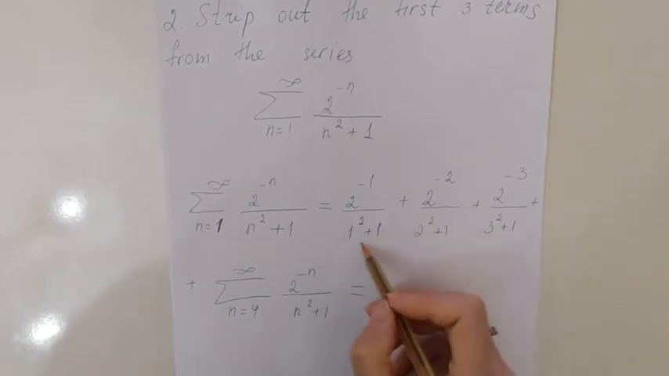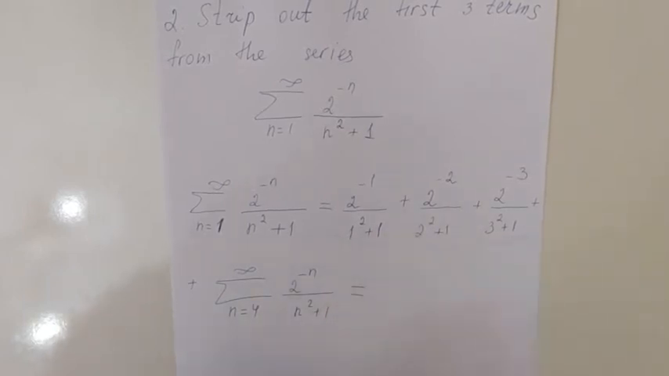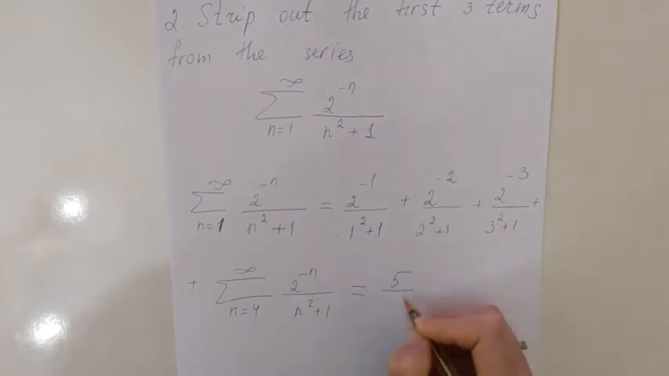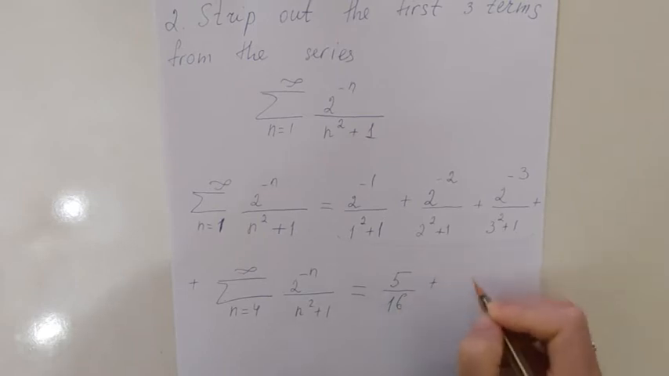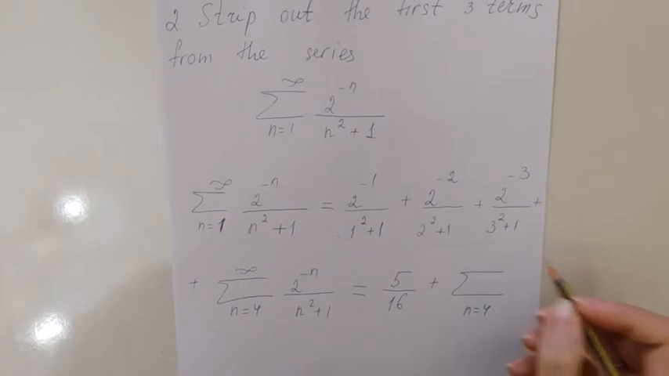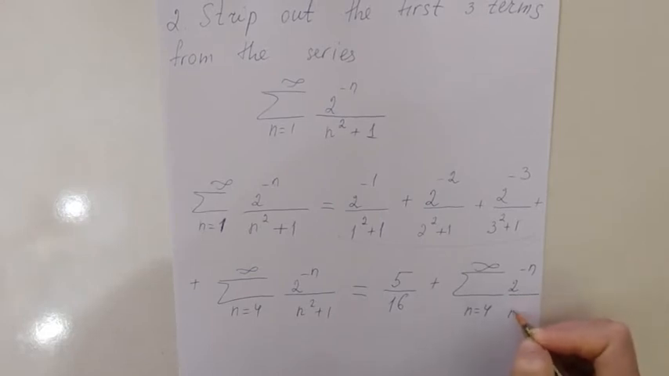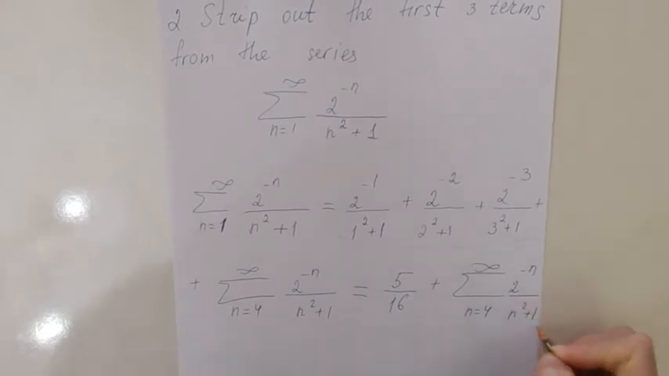And if we solve this, we will get 5 over 16 plus the sum from n equals 4 to infinity of 2 to the negative n, times n squared plus 1. This is the solution.